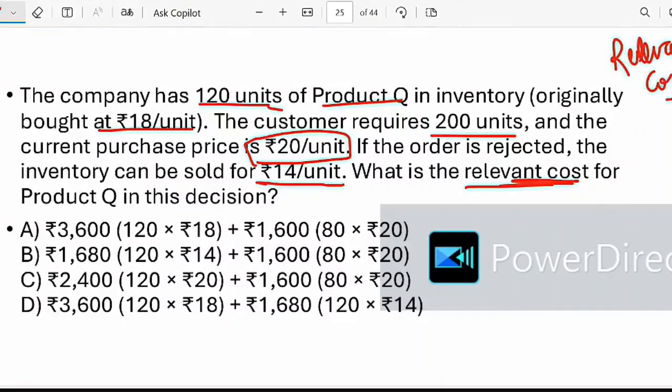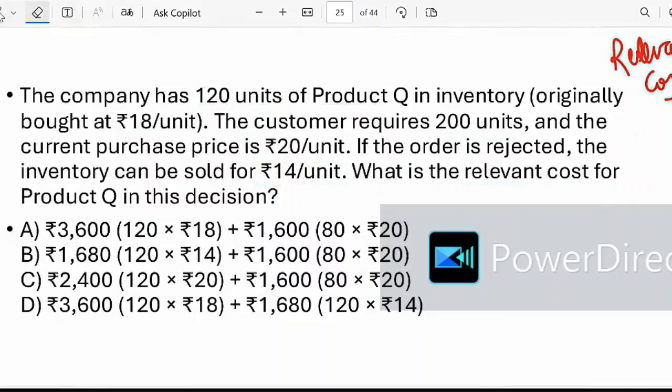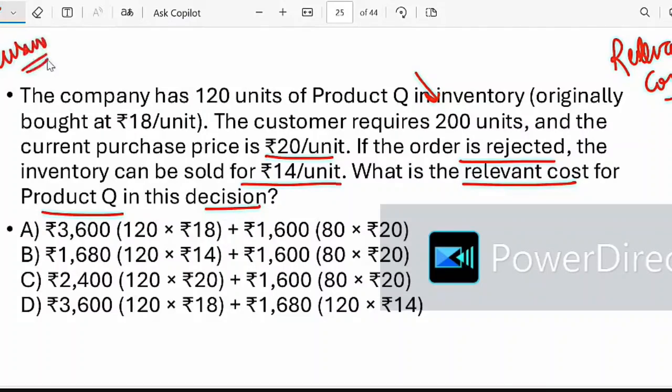So 120 units are there with the company, 200 units are required, right? So the order can be accepted or the order can be rejected. If the order is rejected, the inventory can be sold for rupees 14 per unit. And if the order is accepted, then the company has to purchase an extra 80 units at 20 rupees per unit. So what is the relevant cost for product Q in this decision, right? Basically this question is regarding decision making, unit number 12.